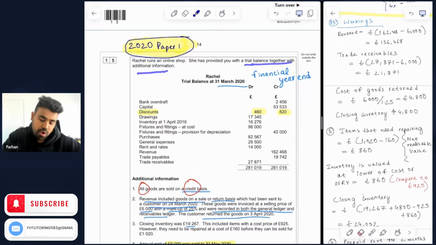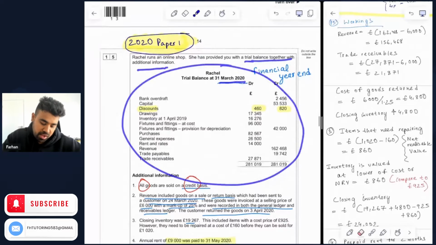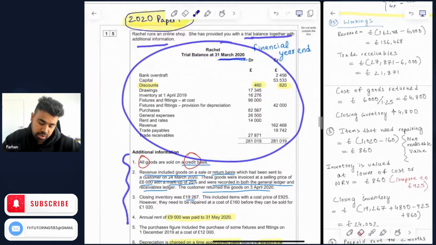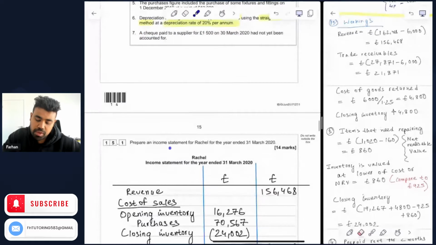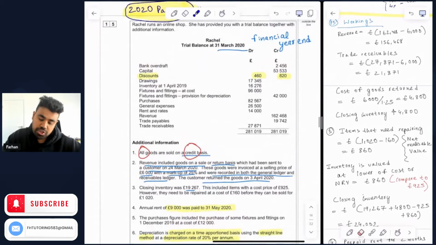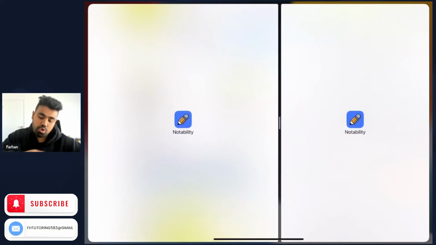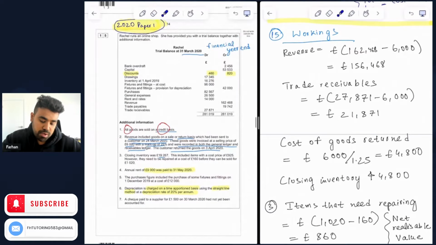Here you can see the trial balance has been given to us for the financial year ending 31 March 2020, and we have been given some relevant information that we need to take care of before preparing the income statement for the year ended 31 March 2020. So what we're going to do is first address each of the additional information that we're given, do all the relevant workings first, and then we can input all the information in our income statement.